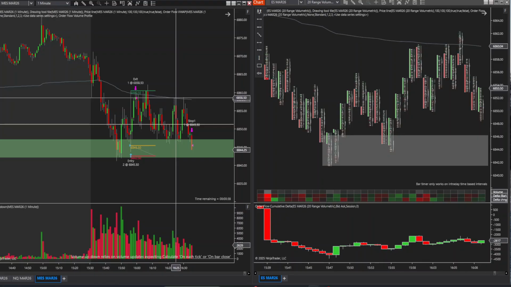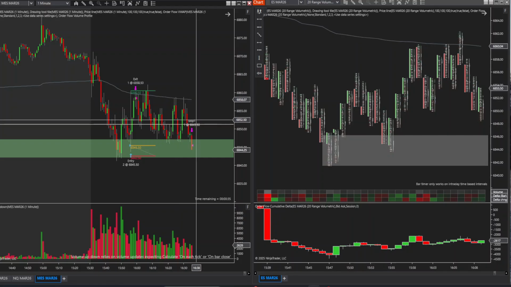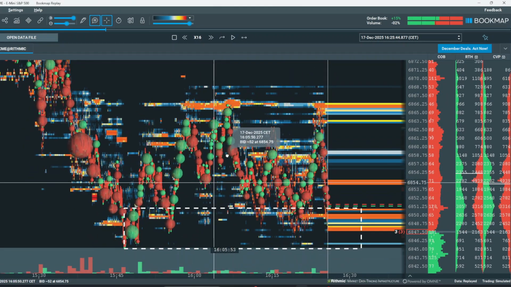That's just greed that came in a little bit. It is what it is, but it was still a very nice trade. Let me just recap it real quick.